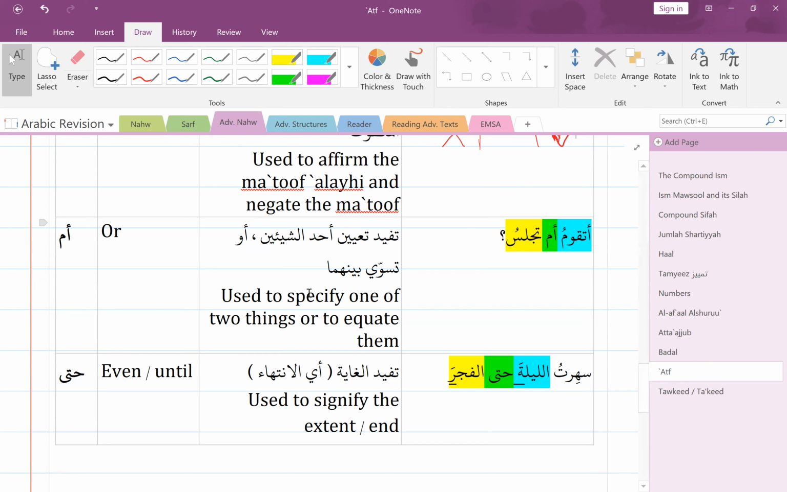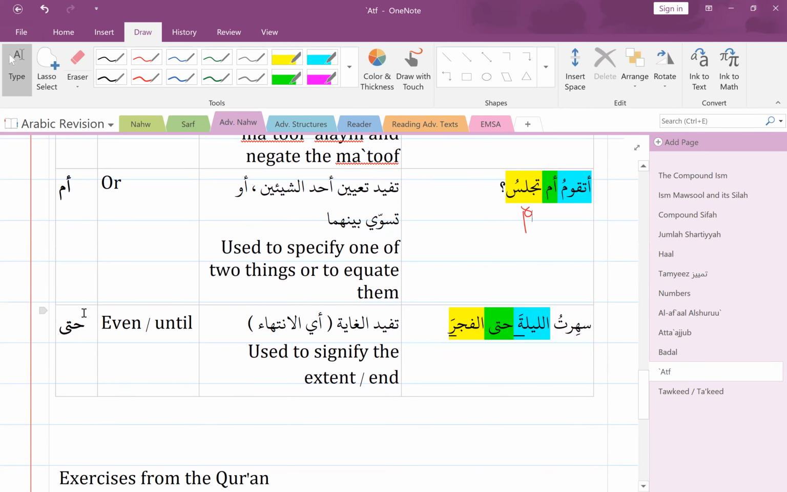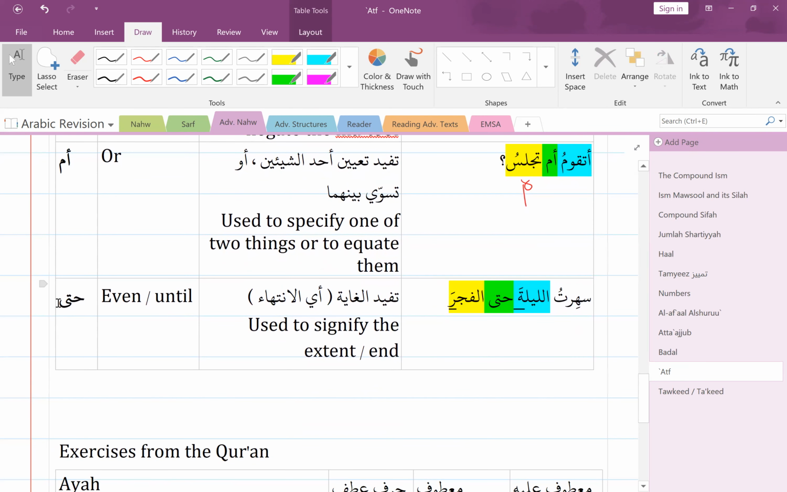Or I could make a preference and prefer sitting over standing. So maybe I see you standing, then I ask you, أتقوم أم تجلس? Would you prefer to continue standing or would you rather sit? So I'm preferring sitting over standing. That's how أم would be used in that sense. Hope that's clear.